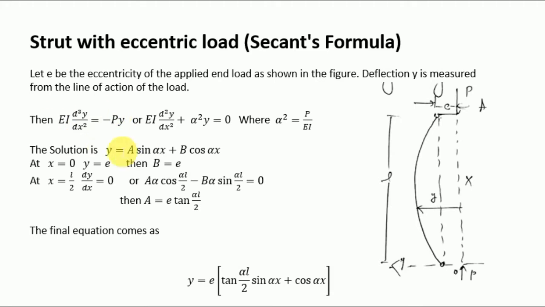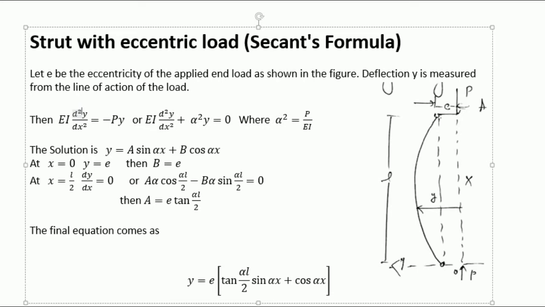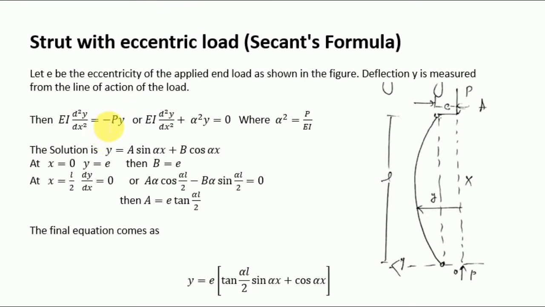We already know the generalized equation: EI d²y/dx² is equal to minus P into y, and we also converted this into a generalized form where alpha square is P upon EI. We assumed that to solve this differential equation. Then, to find the equation for P, we applied some boundary conditions with this figure.